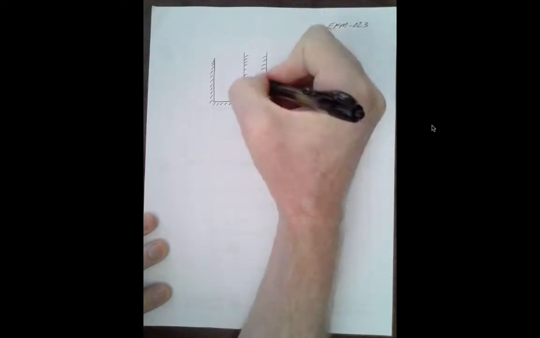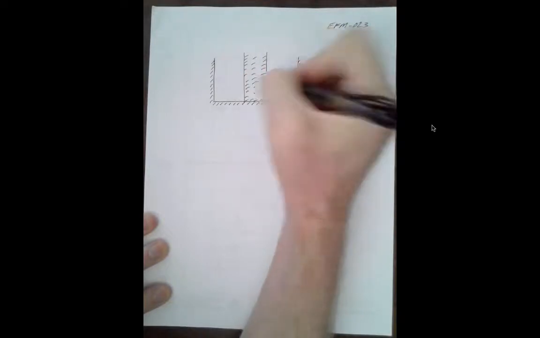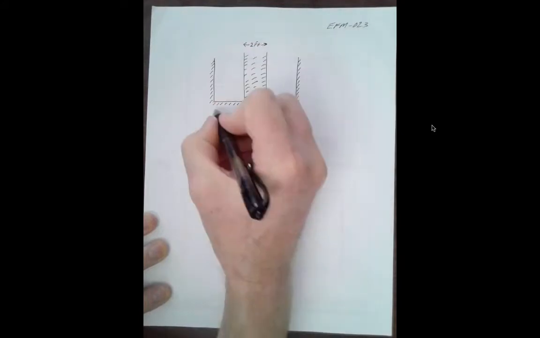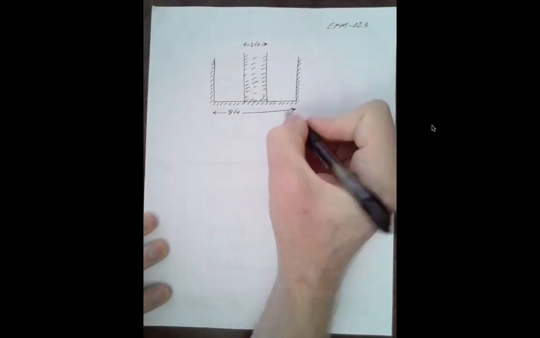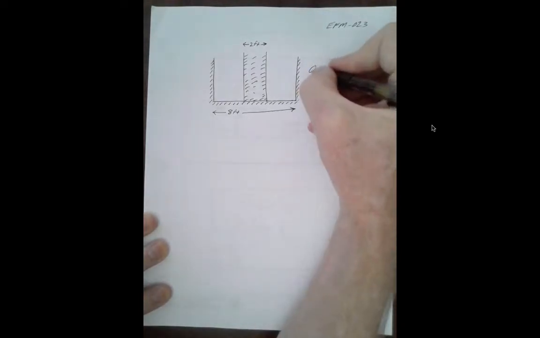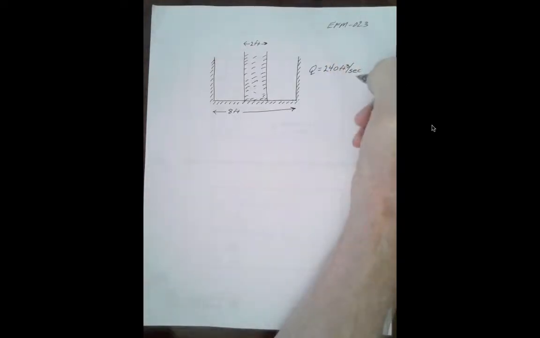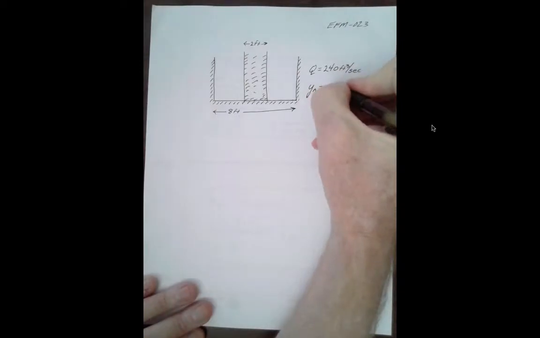So this center pillar is the obstruction to flow, the bridge pier. And we'll go ahead and get the dimensions in. 2 feet across, total channel width is 8 feet. Discharge will be 240 cubic feet per second. And the normal depth in the channel far downstream is 5 feet. So that's the information we have.